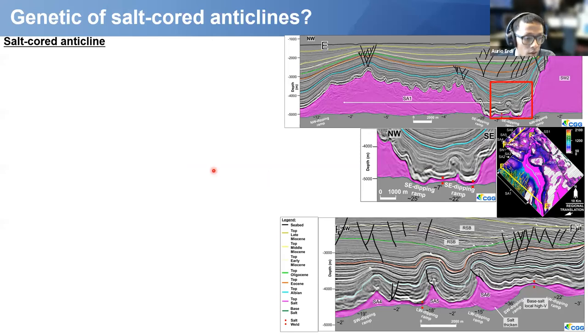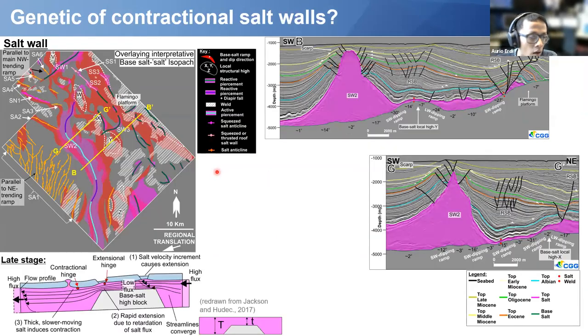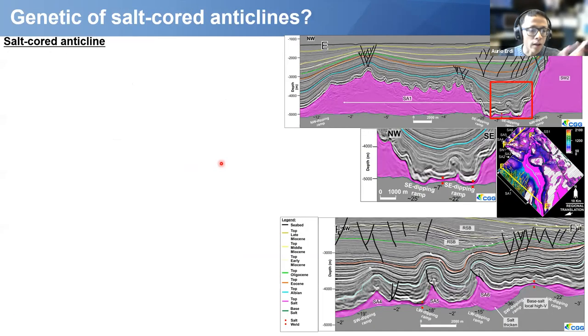Now we focus on the salt anticline and how they can form. In the southwest, we observe that the salt anticlines are overlaid by thinning growth strata of intra-Albian. In the northeast, the salt anticlines are overlaid by thinning growth strata of Eocene, and this thinning growth strata tends to get younger landward, an Oligocene strata.